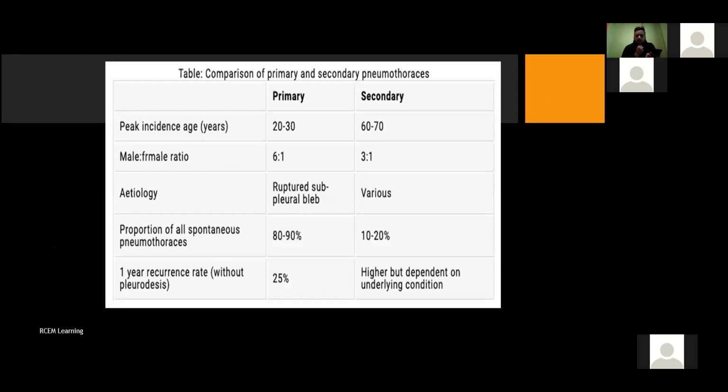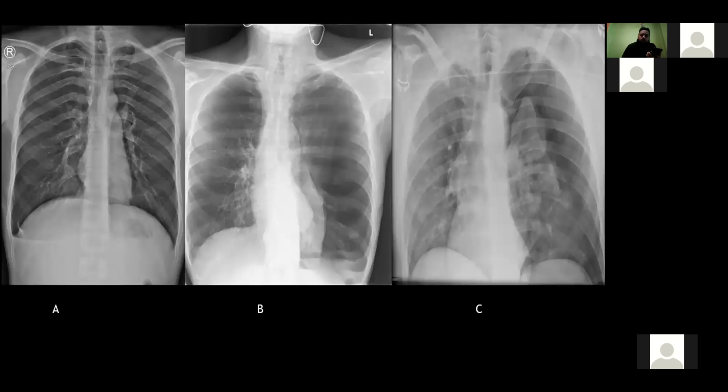This is the table I have taken from RCM learning. It shows the differences between primary and secondary pneumothorax. The recurrence rate is variable between primary and secondary pneumothorax. The basic pathology is rupture of a subpleural bleb. In both, male patients are prone to get pneumothorax, and female smokers have around an 8-fold higher risk of getting pneumothorax than non-smokers.